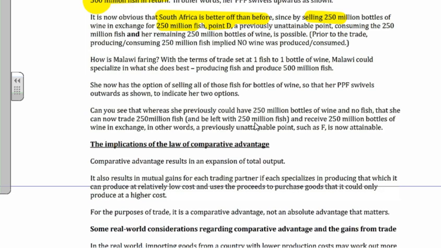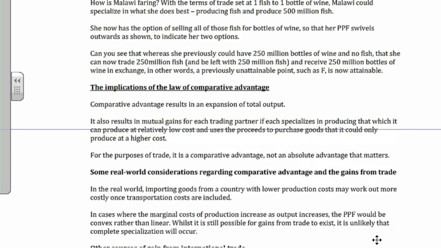What is positive trade? You decide that the particular country that has a comparative advantage produces those items and trades them with another country that has a comparative advantage in their area. We move on a little bit over here.